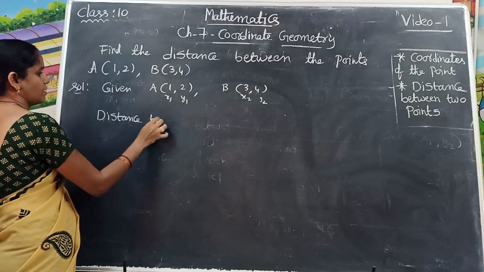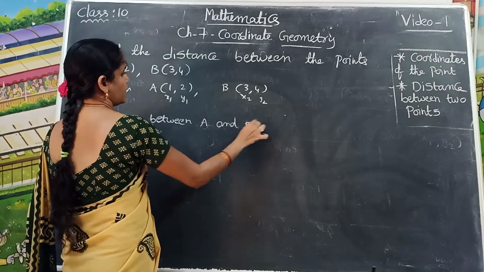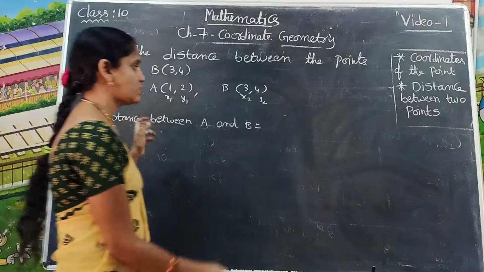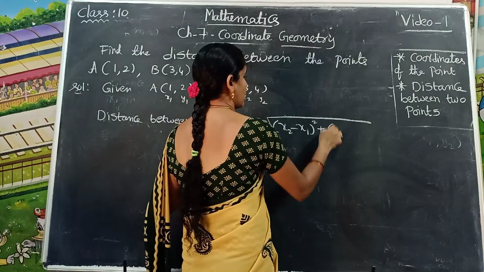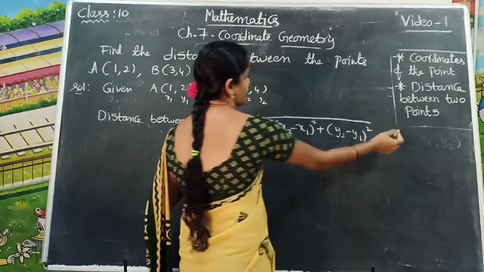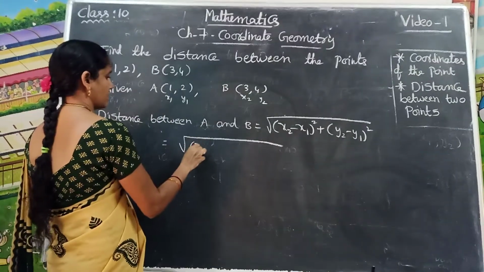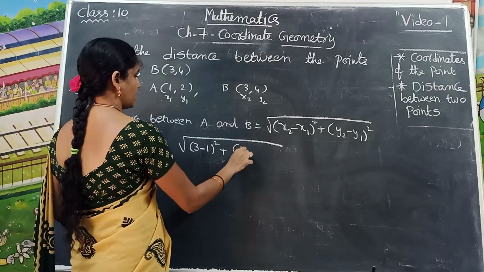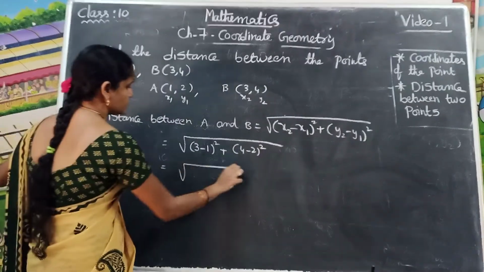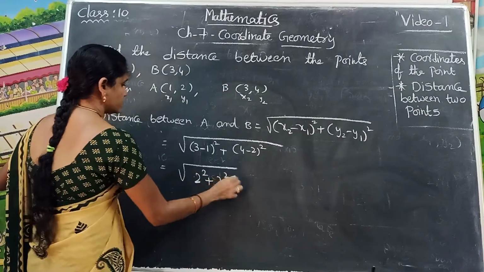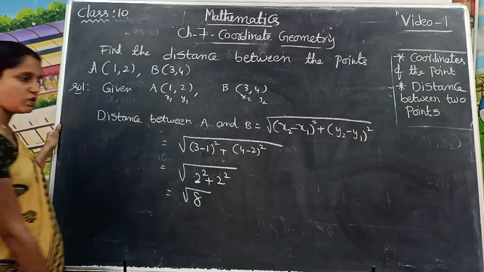So what is the formula of distance? Distance between A and B equal to, what is the formula? Already told, distance formula is root x2 minus x1 whole square plus y2 minus y1 whole square. Root, what is the value of x2 here? 3 minus 1 whole square, 4 minus 2 whole square. 3 minus 1 how much? 2 square plus 2 square. 2 square plus 2 square, 8. 2 square means 4. 4 plus 4, 8.